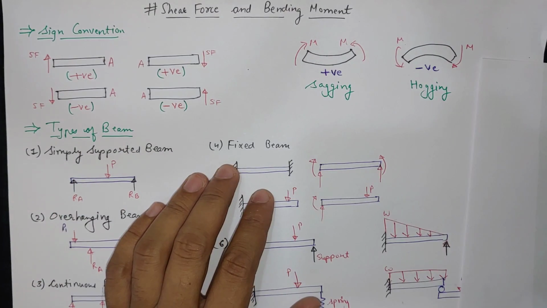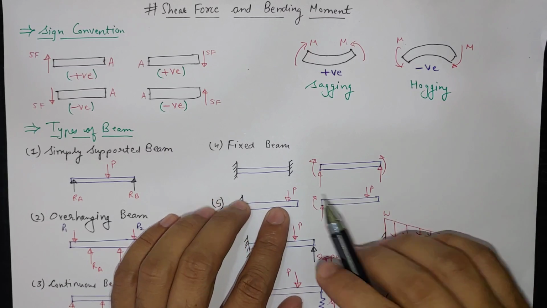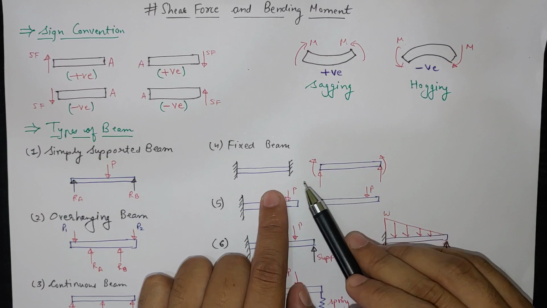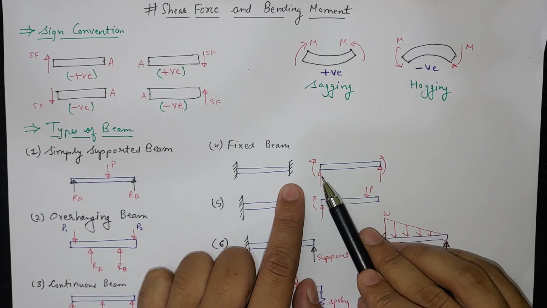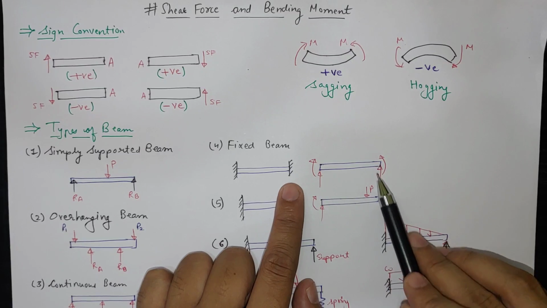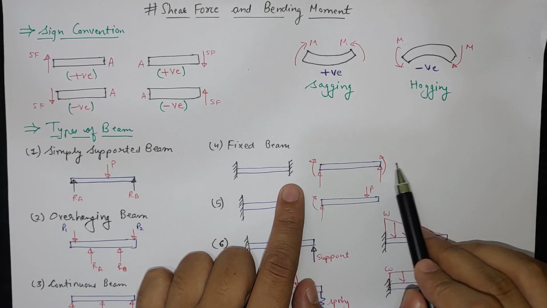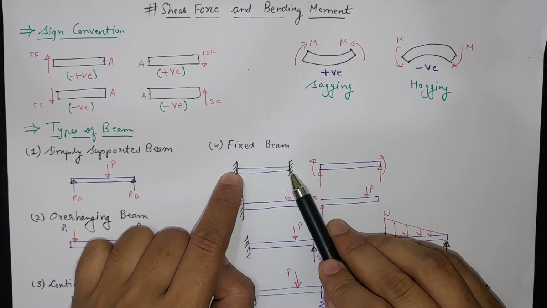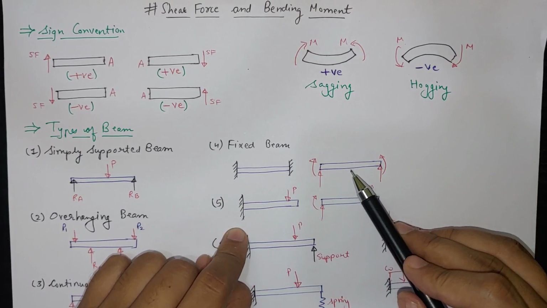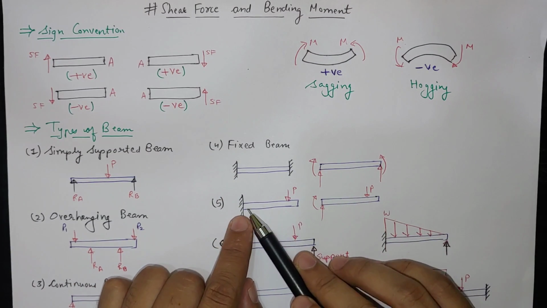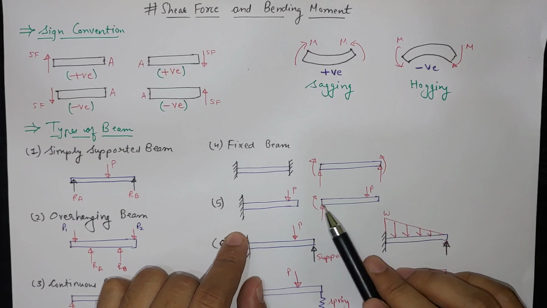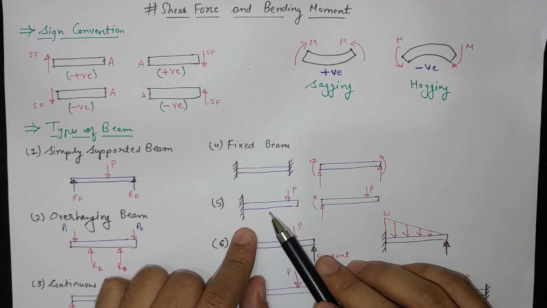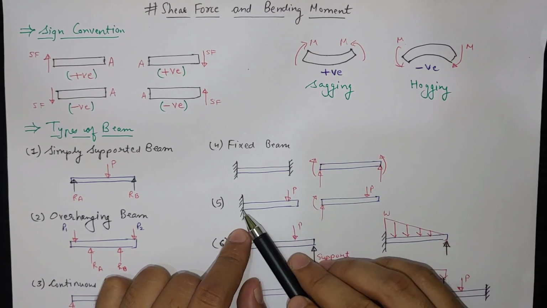In a fixed beam, both the ends are fixed, and we have to analyze it with reaction forces and moments. There can be a horizontal force as well. So this is a fixed beam where both ends are fixed, welded or jointed rigidly. In a cantilever beam, one end is fixed and the other end is open, and the load can be of any type: point load, uniform, distributed, or varying load. So this is a cantilever beam.